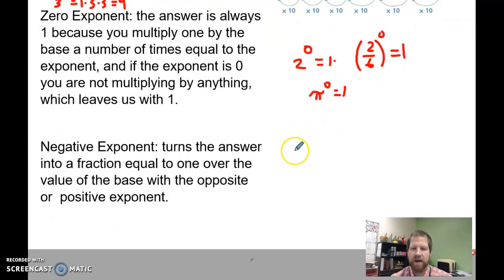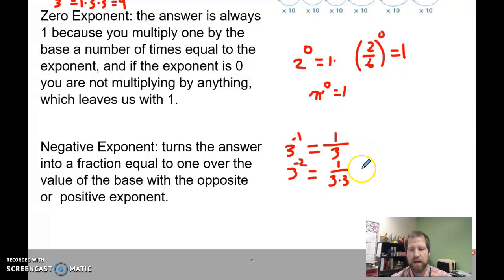So if I have a negative 1 as my exponent, we'll say 3 to the negative 1, that's going to be the same as saying 1 divided by 3. You're basically dividing by the base that many times. So if I had 3 to the negative second, I would have 1 divided by 3, and then dividing this by 3 again, or multiplying these 3's together, to get 1 over 9.